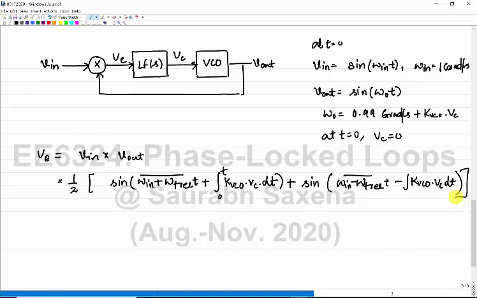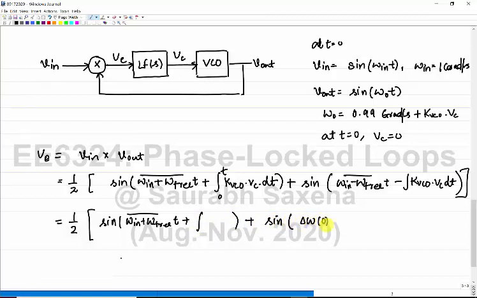Now you see, if you look at V error in time domain, right? I will write this term as sine of omega in plus omega free times t, plus another K_VCO term, let me not write that, plus sine of delta omega 0 t minus K_VCO times the integral of V_C dt. By the way, I should use cosine here, otherwise the terms are going to change.